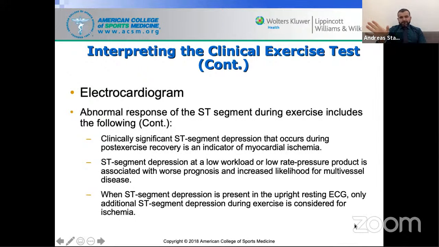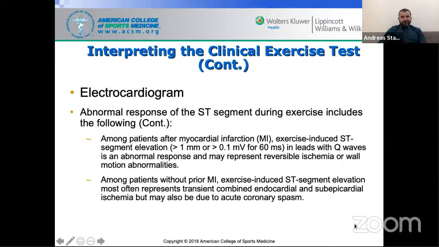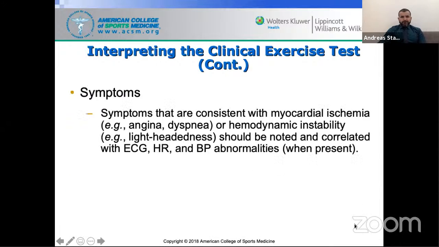That's a little bit too much for this class, but I want you to remember this. So if we have a depression in all 3 cases, as you can see on the right, the first one is upsloping, and the second one is downsloping. So that's how it would look. So there are different kinds of ST segment depressions.